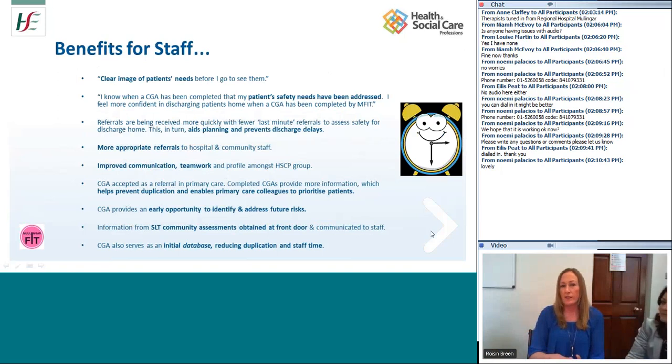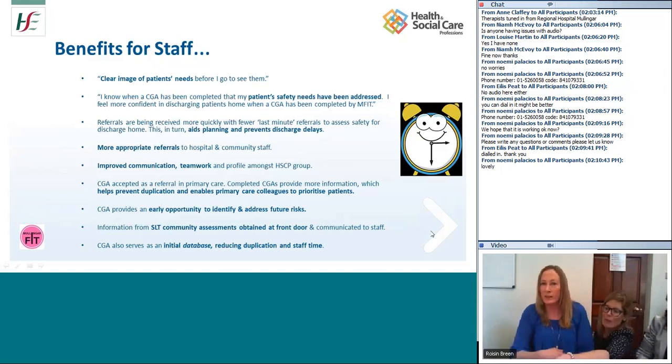The SLT assessments are also coming in at the front door, which means it's less risk of aspiration for the patients, and it serves as an initial database reducing duplication and staff time. So there's benefits to the patients and to staff. By speeding up the staff assessment, it means that they actually get to spend more quality time with the patients as well. So rather than spending time doing a database, it's already done from the comprehensive geriatric assessment, so now the time is spent with the patient rather than on paperwork.